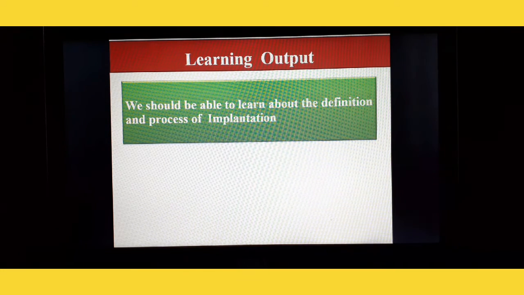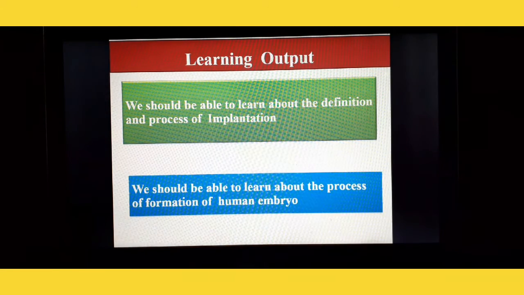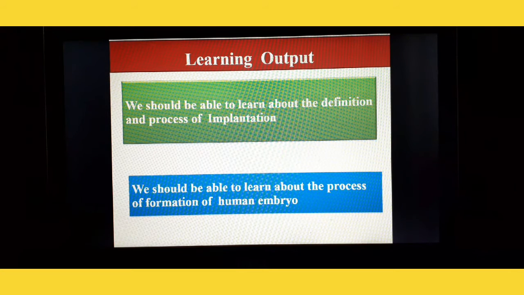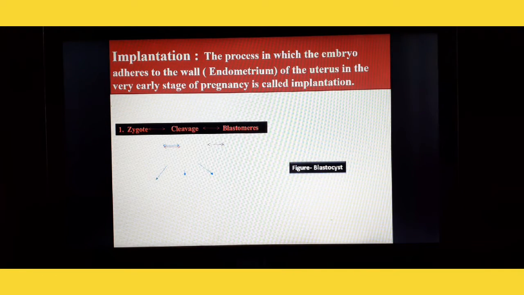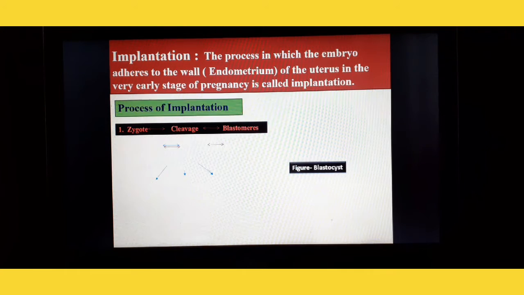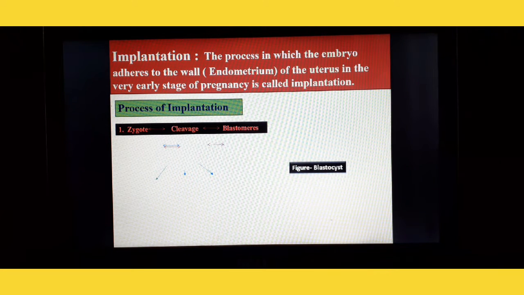Number one, we should be able to learn about the definition and process of implantation, and the process of formation of human embryo. First of all, we have to know what implantation is. Implantation is a process in which the embryo adheres to the wall of the endometrium of the uterus in the very early stage of pregnancy.